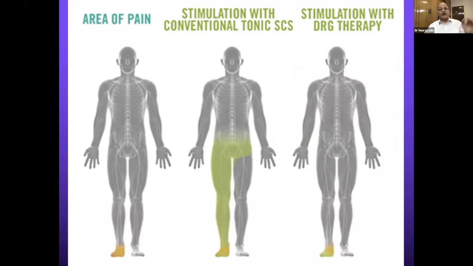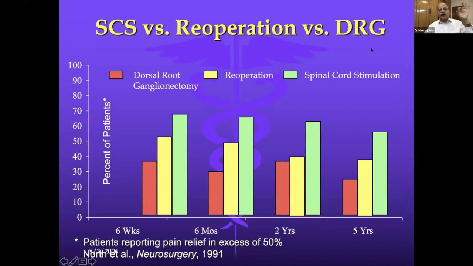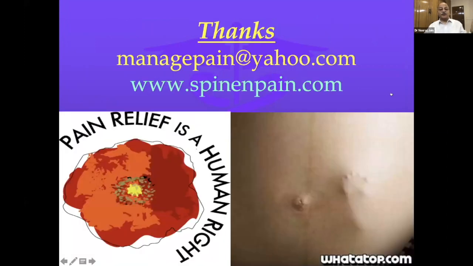And what they have found is that if you do spinal cord stimulation, the stimulation covers the whole leg, which is not really required. If the patient has pain here, you do a DRG stimulation. The only targeted pain, like knee pain or ankle pain, can be taken care of. And they found that compared with dorsal root procedures, reoperation or spinal cord stimulation, DRG is much better than all other procedures, even reoperation.